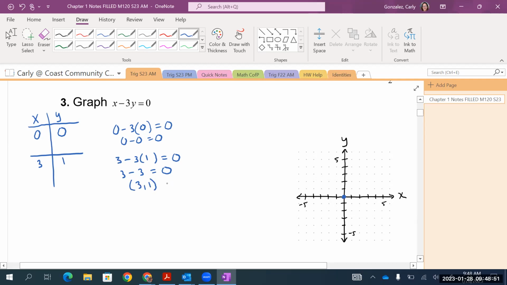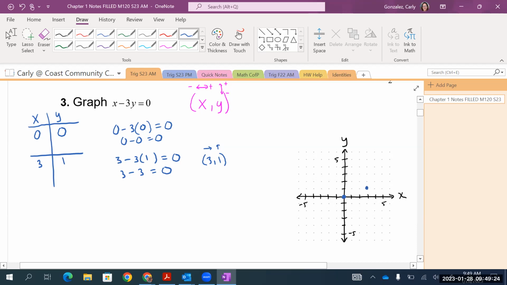the x value goes side to side. If I plot an xy coordinate, the x value takes me side to side, right is positive, left is negative, and the y value takes me up and down. Up is positive and down is negative. So the coordinate 3, 1 will go right 3, up 1, and then I put a point.